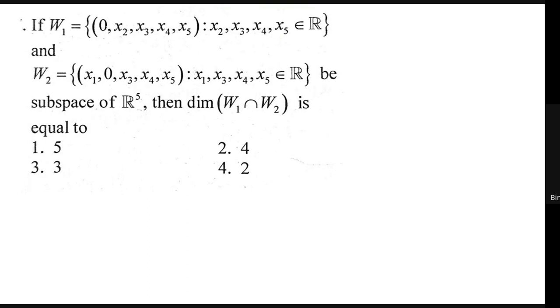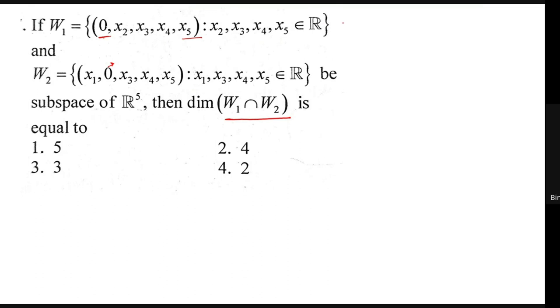So this is the last question of this session. Let W1 be a set in which the first component is 0 and x2, x3, x4 are like this, and W2 is a set in which the second component is 0. W1 and W2 are two subspaces of R5, and they are asking about the dimension of W1 intersection W2.